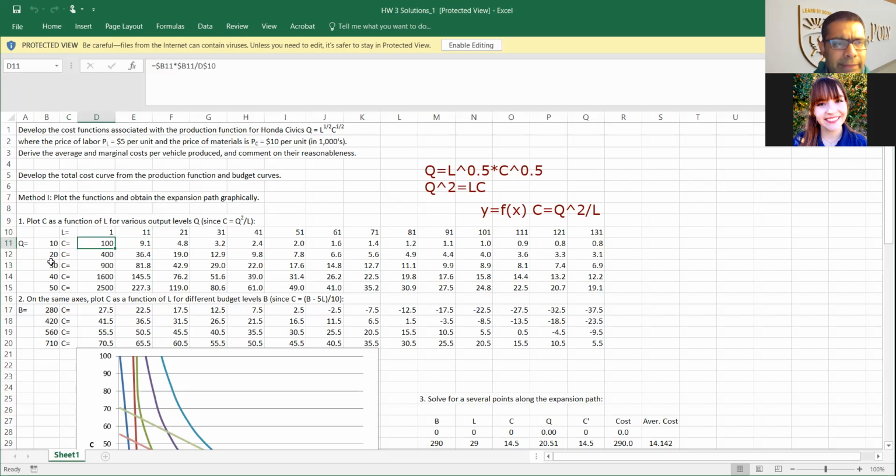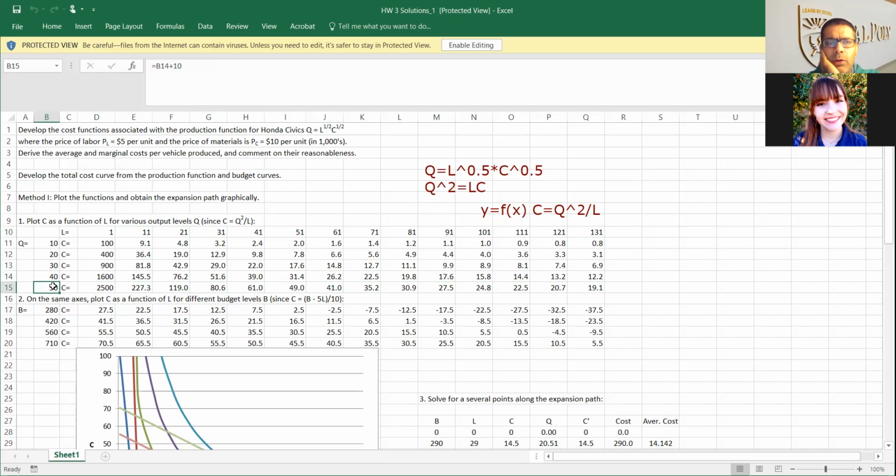So if you do it for 20 cars, 30 cars, 40 cars, and 50 cars, this becomes Q squared over L. And when L is 1, it's basically just the Q squared values here. And then as L increases, the amount of capital that you need to produce the same number of cars goes down. Like if L goes to 131, you only need C equal to 19.1 to produce 50 cars per day.